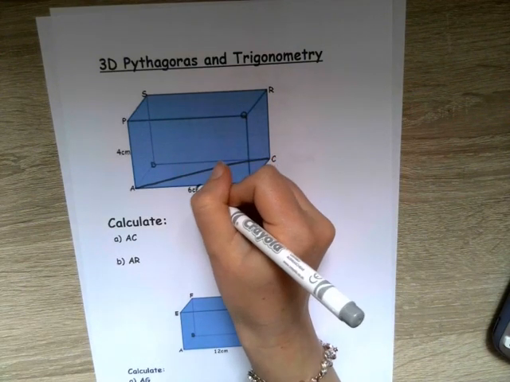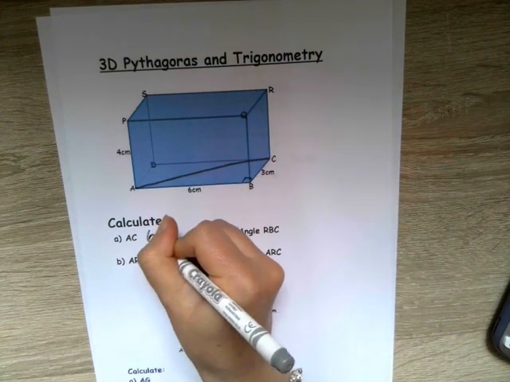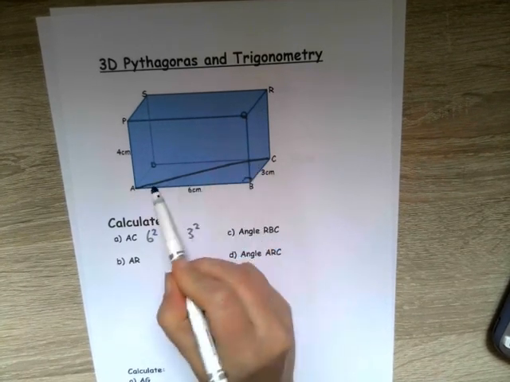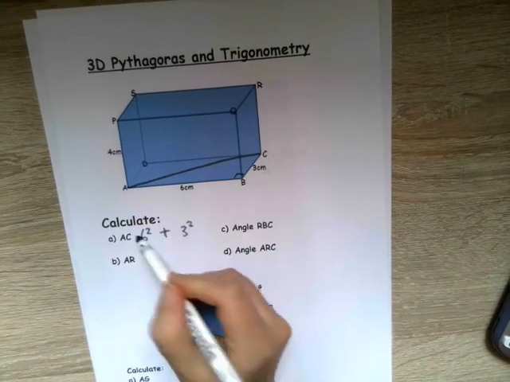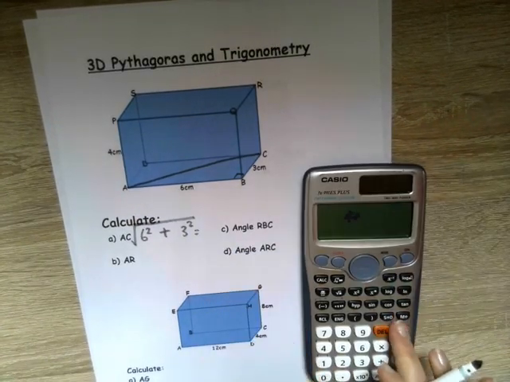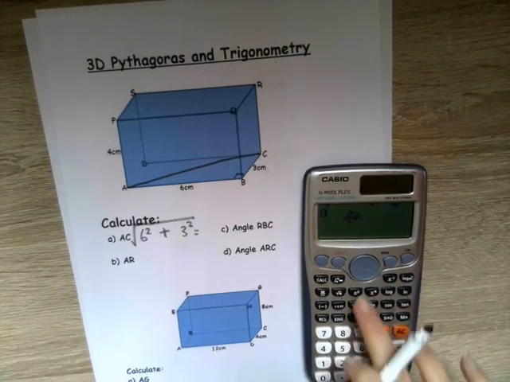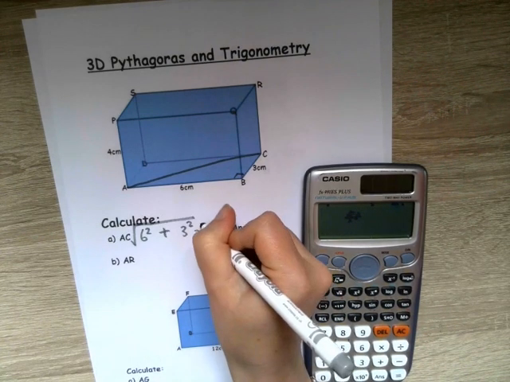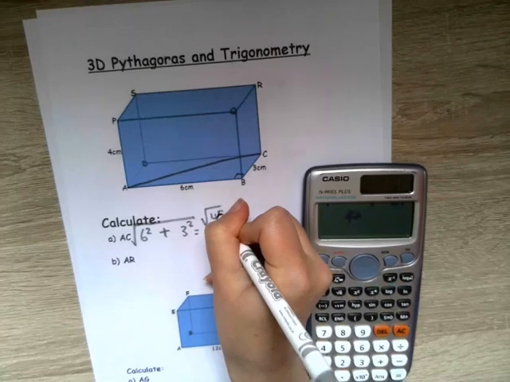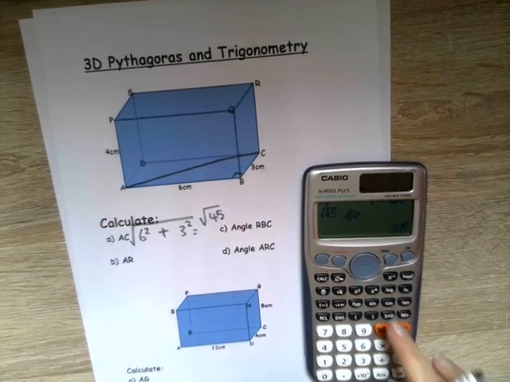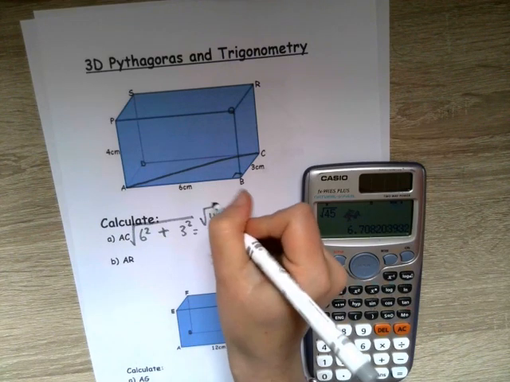So I'm going to square the two sides that I know, so 6 squared and 3 squared. I'm trying to work out the longest side, so I want to add them, and then you just square root your answer. So it would be the square root of 6 squared plus 3 squared, and then square root your answer. So it would be the square root of 45, which we could work out really. So the square root of 45 is 6.71.